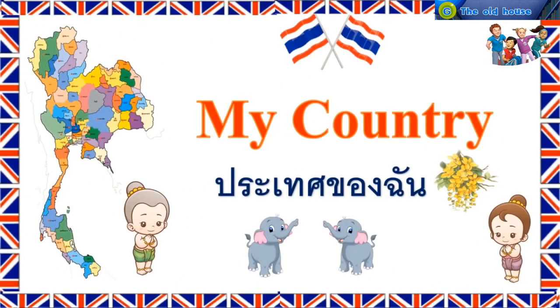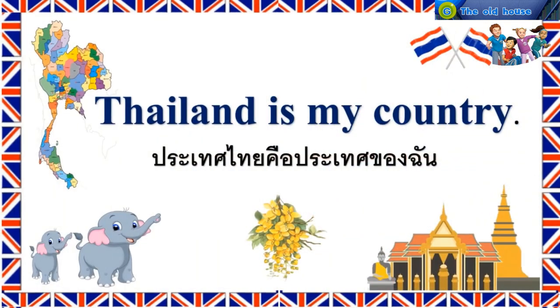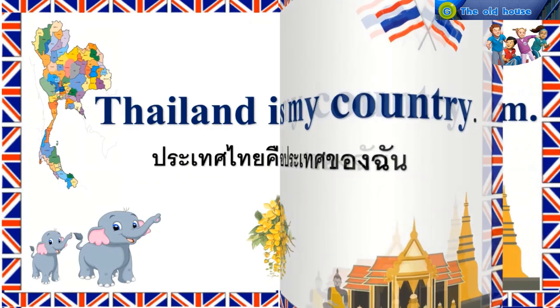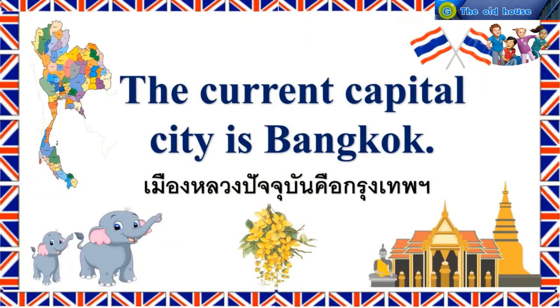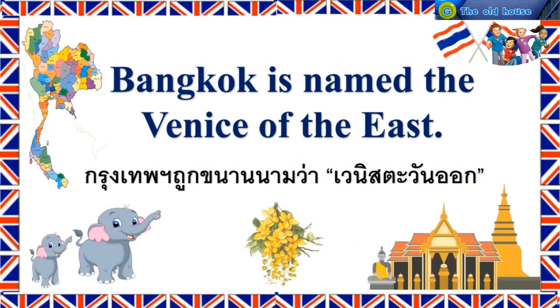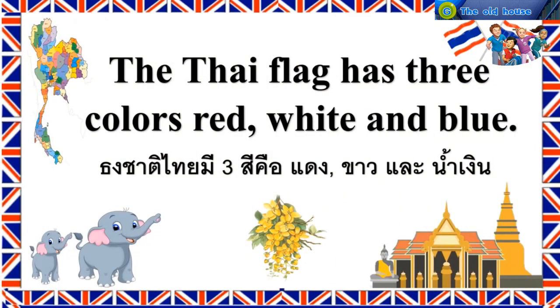My country. Thailand is my country. The former name was Siam. The current capital city is Bangkok. Bangkok is named the Venice of the East. The Thai flag has three colors: red, white, and blue.